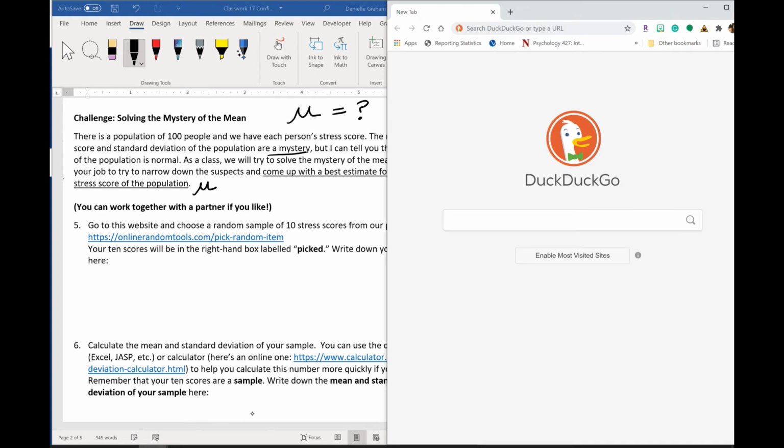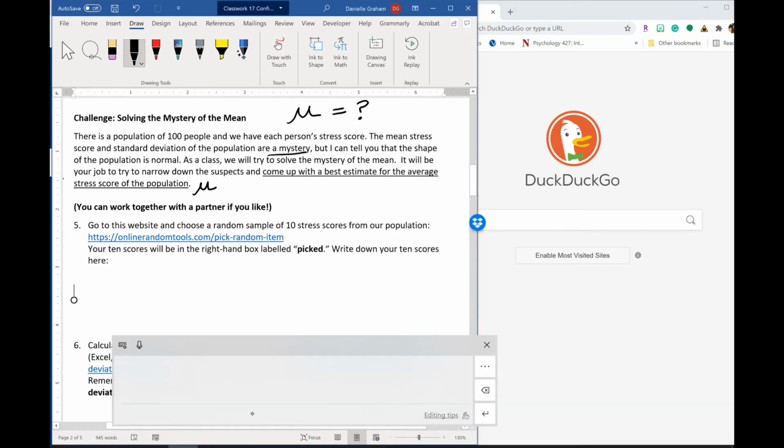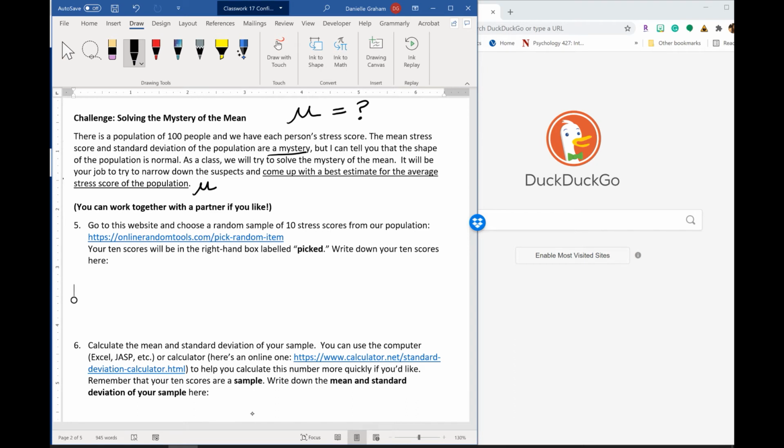So we're going to be using a couple of websites to help us. The first thing you want to do is go to this website, and this website is set up where I put in all the potential population values, and this website is going to choose a random sample of 10 stress scores from our population for you. So you don't have to worry about, am I being random? This website does it for you. So hopefully this works out.